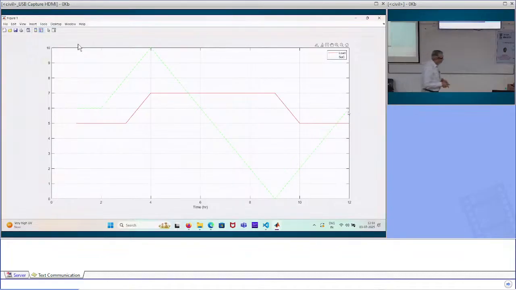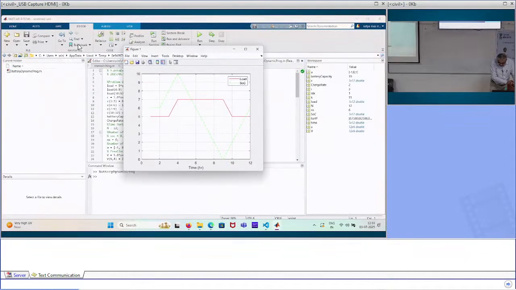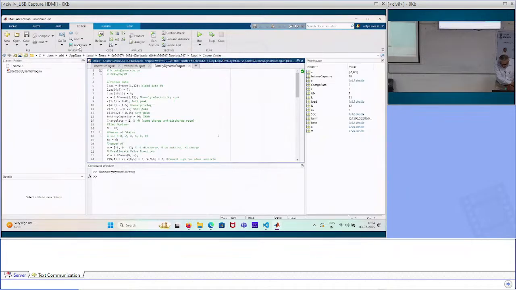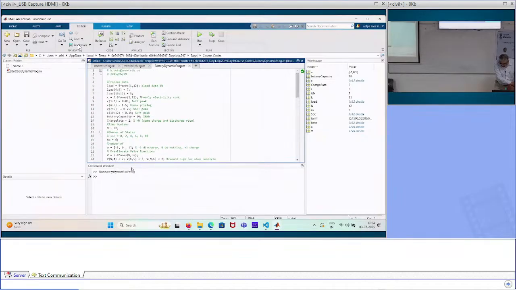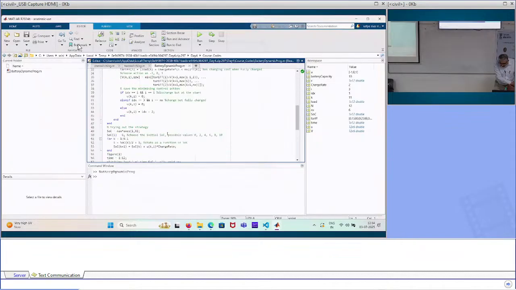This script is with you. You can play with it, and you can see the screen. I have varied the cost and the load and all that. All these things you can vary. You can vary the penalties and run this script.